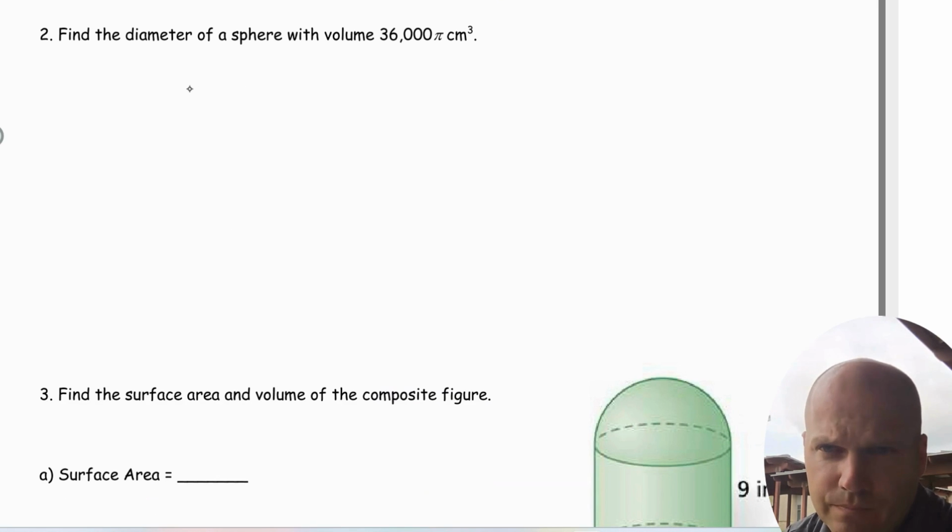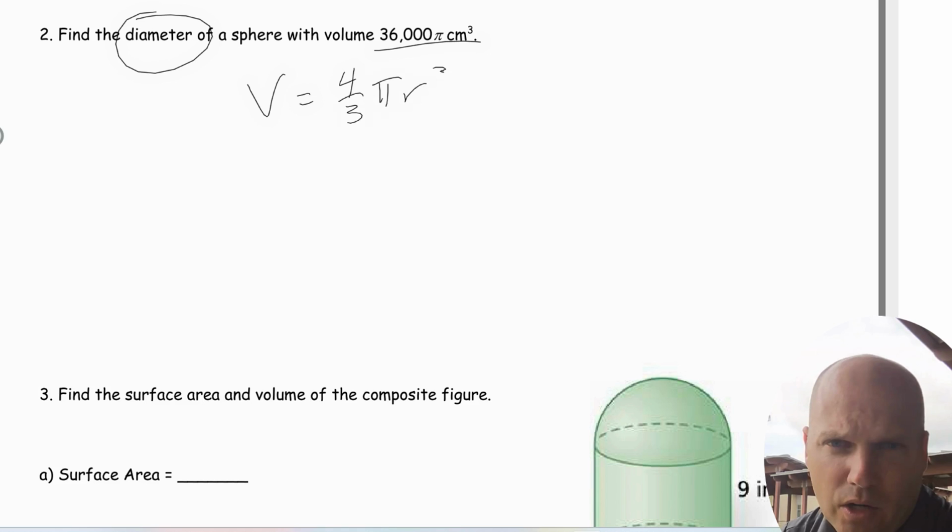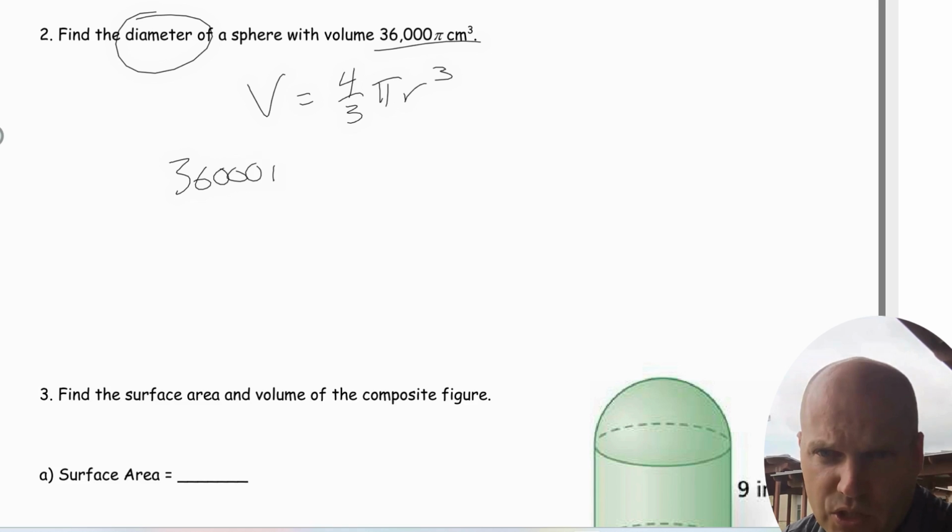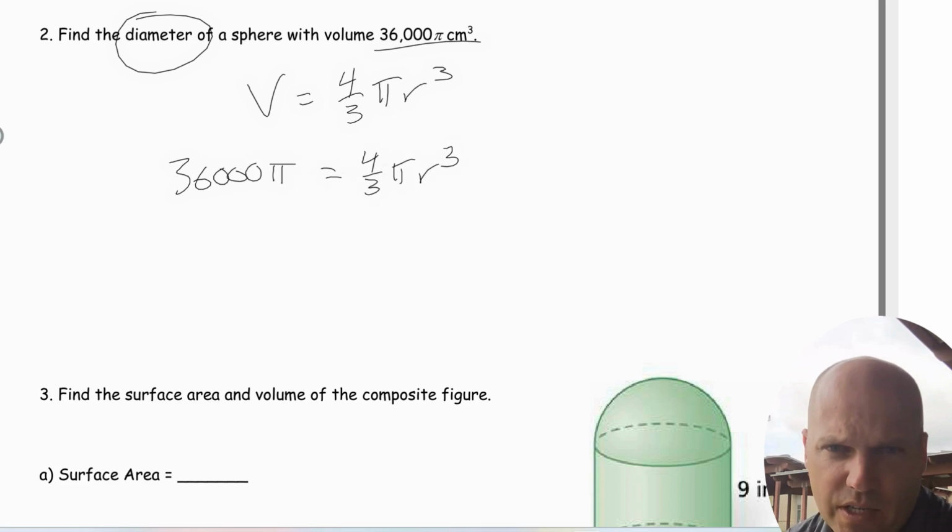This is interesting. The diameter, the volume. Okay, well, I'm going to set up an equation. I know the volume of a sphere is 4/3 pi r cubed. I know the volume is 36,000 pi. I want to find what is the radius.